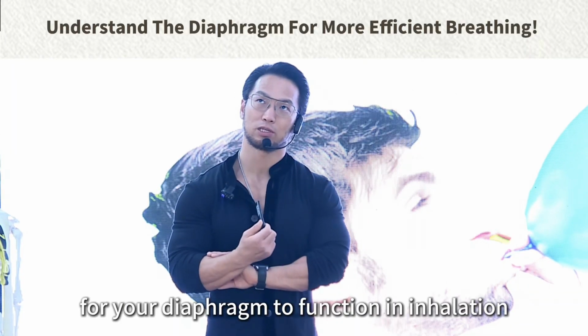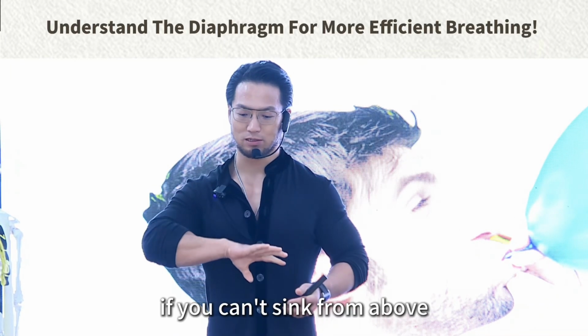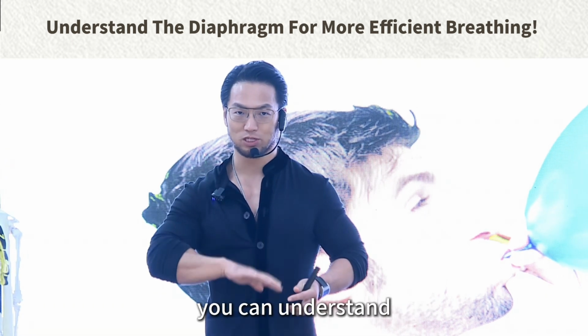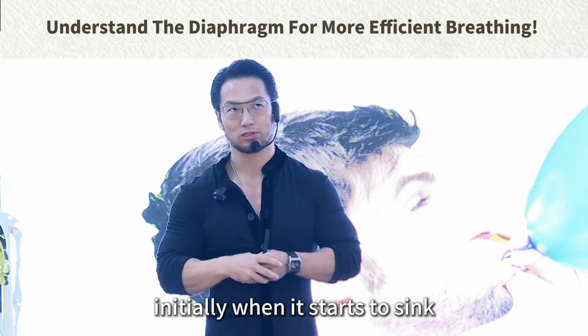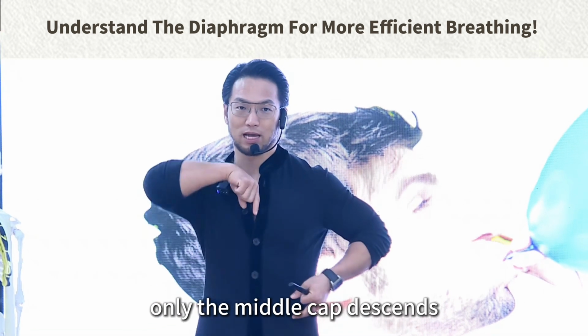For your diaphragm to function in inhalation, it must sink down to encounter abdominal pressure. If you can't sink from above, the diaphragm works like this. You can understand. Initially, when it starts to sink, the lower part is fixed in a circle, all fixed and immobile. Only the middle cap descends.